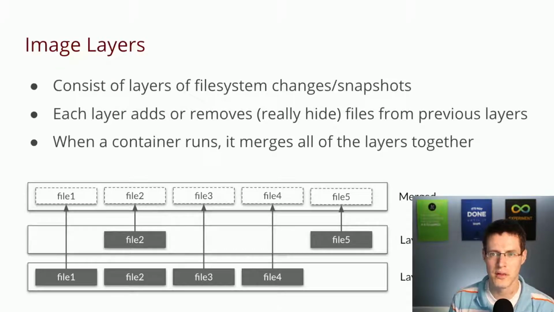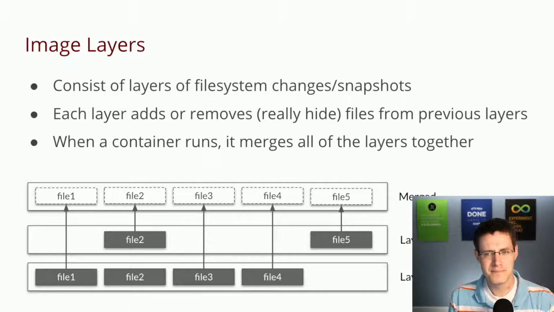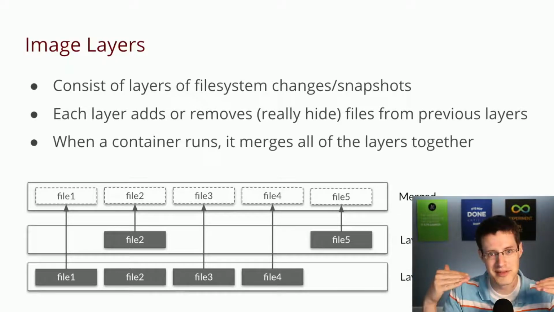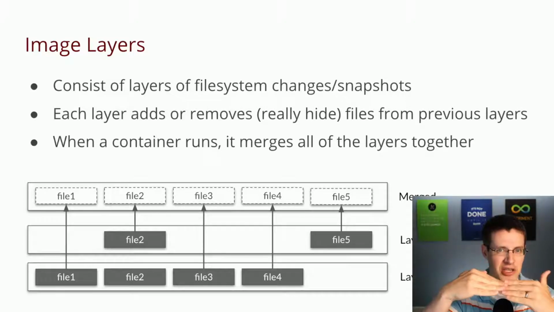The way this might look graphically is something like this, and I recognize my head's chopping off the labels off to the side, but that's okay. An image consists of layers of file system changes, or snapshots. Each layer adds or removes, and we'll talk about remove in a second, it's really hiding files from previous layers. When a container runs, all these layers are mashed together into what's called a union file system.